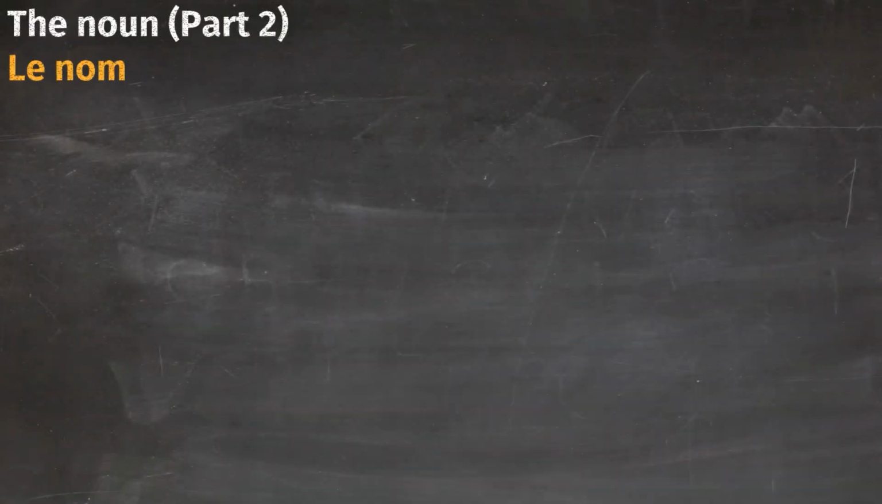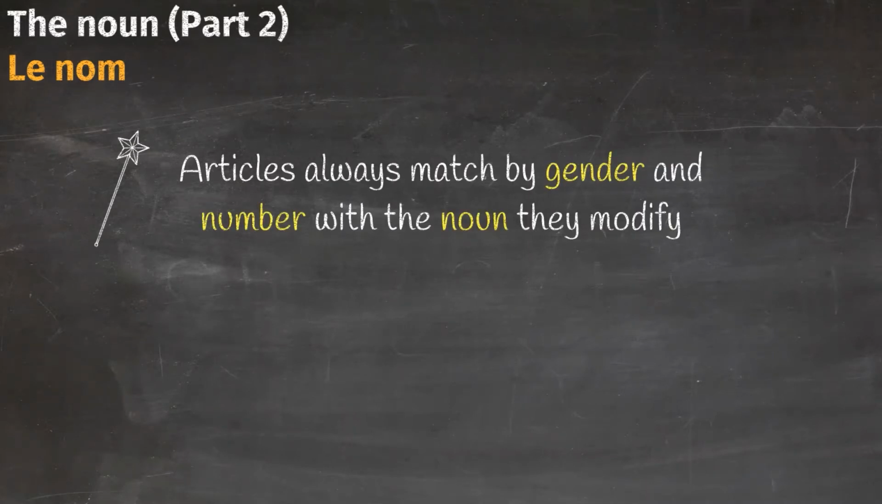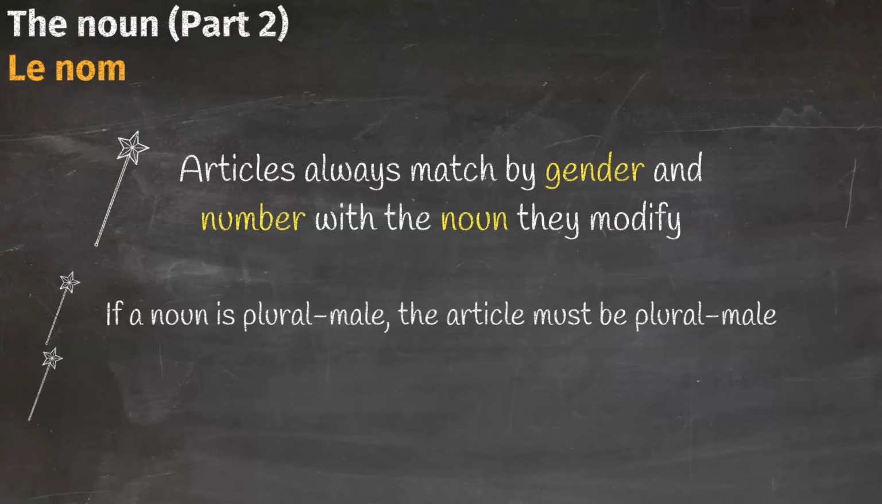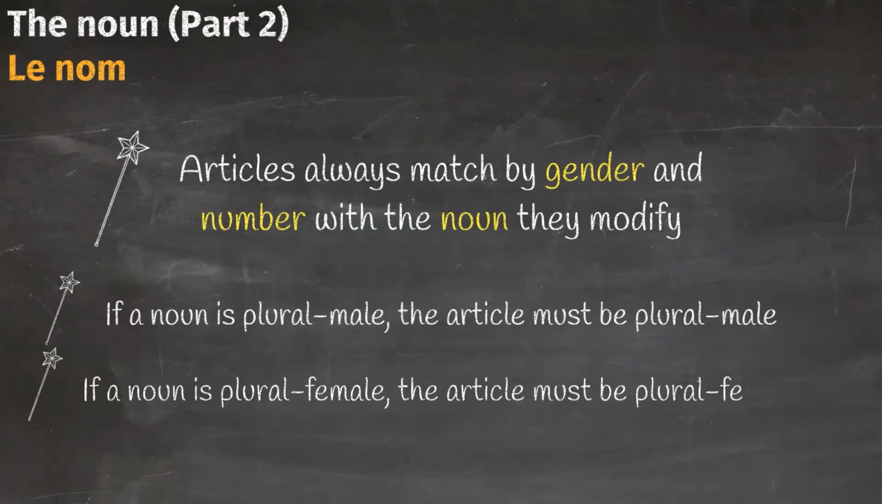And once again, I need to remind us of these rules. Remember that articles always match by gender and number with the noun they modify, not with our gender. So, if a noun is plural male, the article must be plural male as well. And if a noun is plural female, the article must also be plural female.